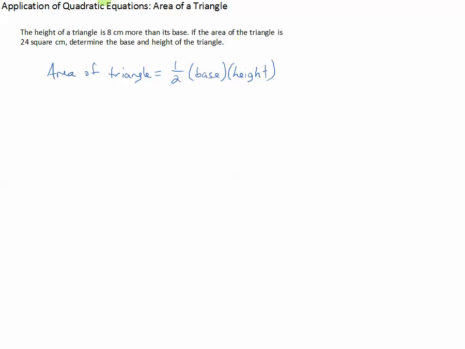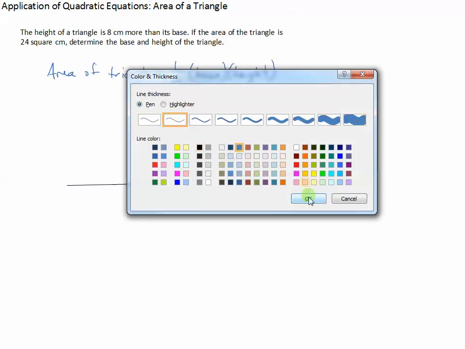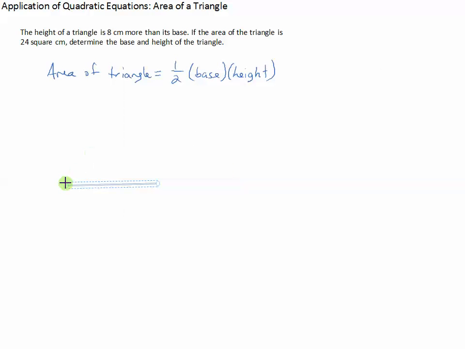And then the height of this particular triangle, if we were to draw a picture of this, let's draw some triangle here. It could be a right triangle, but I won't make that assumption. Let's change that color to match. So let's just say this triangle looks something like this. And the height is 8 centimeters more than the base. So what we'd do is maybe call the base something like x, since we don't know what it is. So x is the base. You could even write that off to the side.